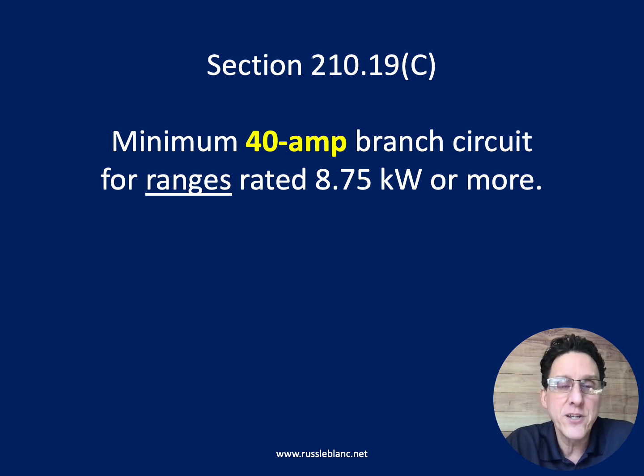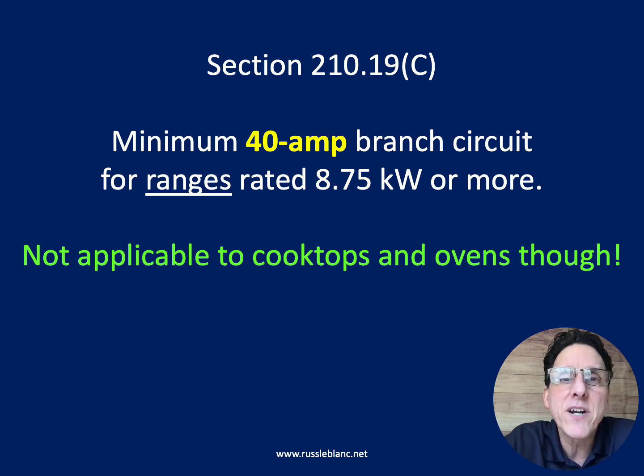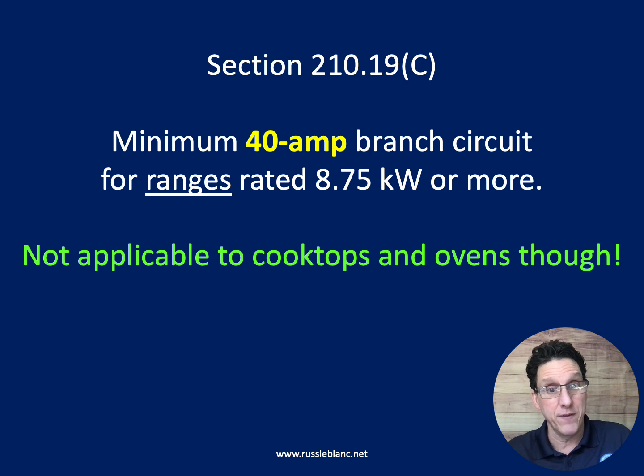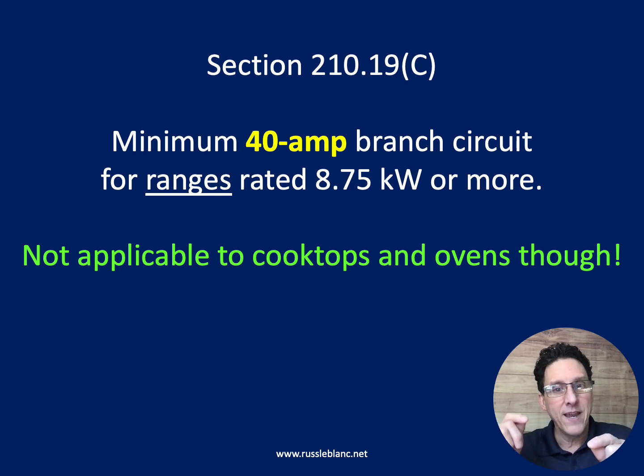40 is the smallest branch circuit you can run for a range with a nameplate of 8.75 kW or more. Now, if the nameplate is less than 8.75 kW, then of course you could run a smaller branch circuit, right? But never a smaller branch circuit if it's 8.75 kW or more. Also, that minimum 40 amp branch circuit does not apply to cooktops and ovens. So you could have a smaller branch circuit for a cooktop or oven. Not a problem there.